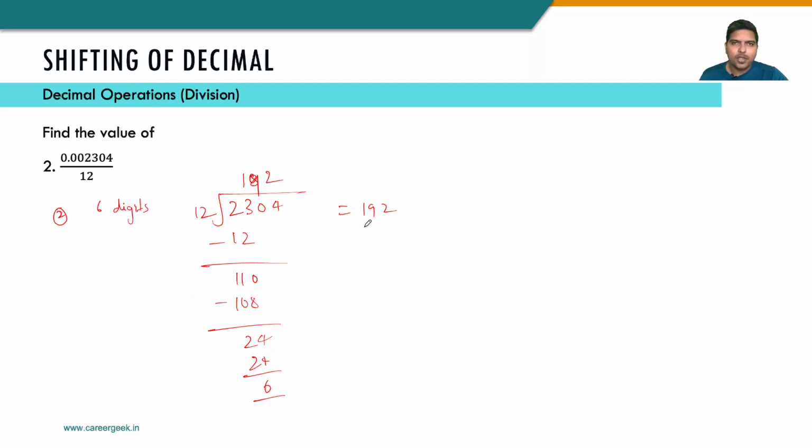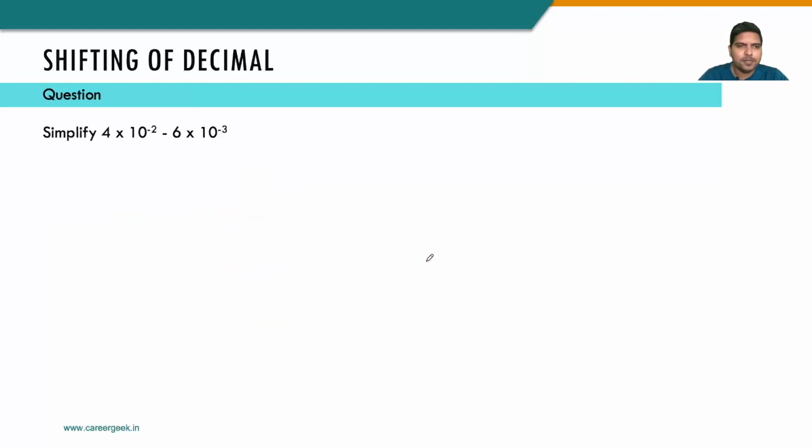Now you will need to introduce 6 digits. We have only 3 digits, so the remaining 3 will be compensated by zeros. This is going to be our answer. Okay, hope the concept is clear. We'll solve a few more questions, 2 or 3 more.